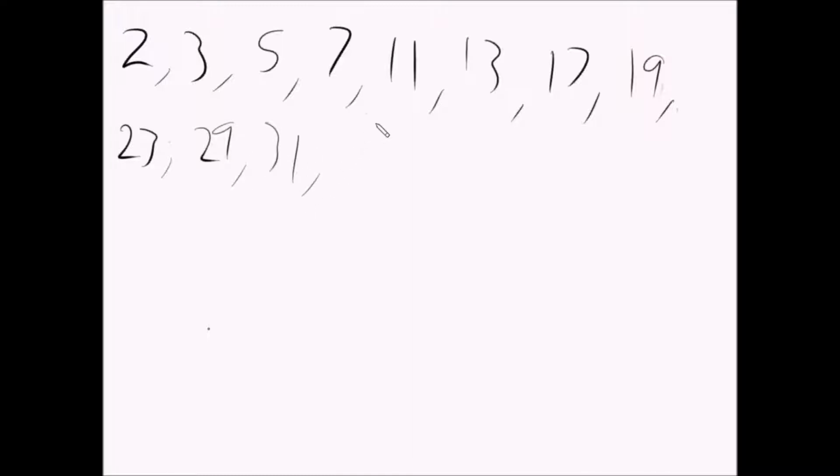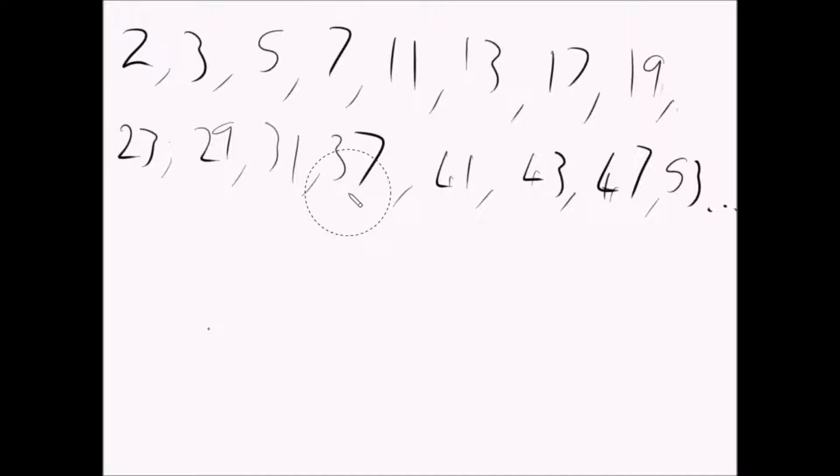I'll just follow Hardy and Wright. So they go up to 53. So we'll stop there. 47, 53. So these are all prime numbers arranged in ascending order.